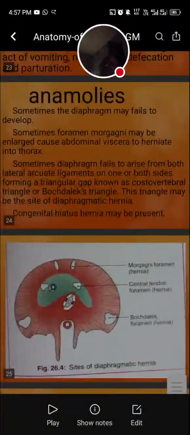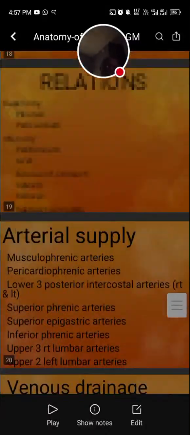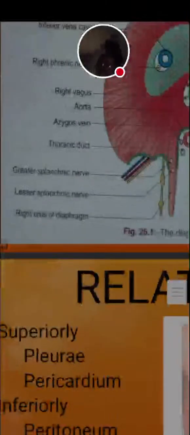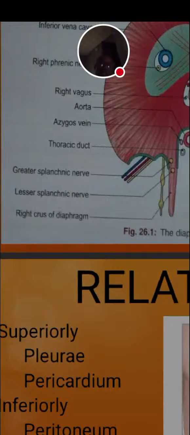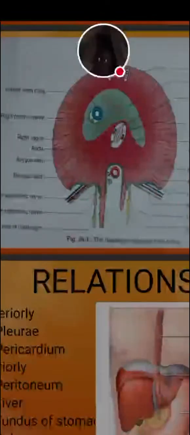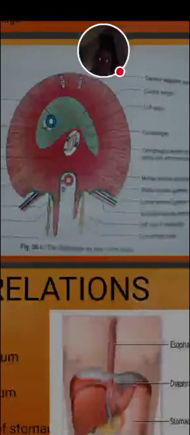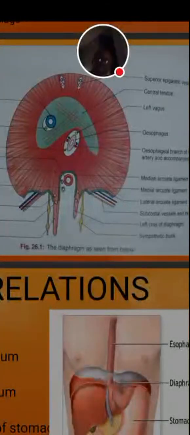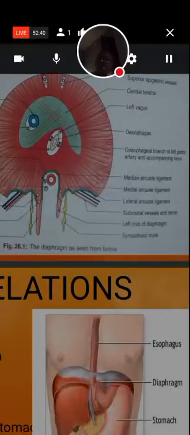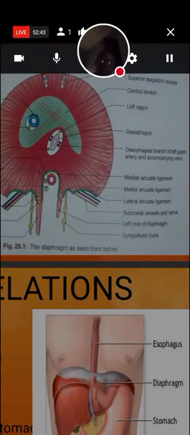You can see the splenic nerve perforating, creating holes on the diaphragm. On that picture, you can see the greater and lesser splenic nerves creating small holes. You can see the inferior vena cava and the right phrenic nerve. You also have the left phrenic nerve. Okay, you see the vagus nerve. There are several nerves that create minor openings on this diaphragm. They are just picking some.